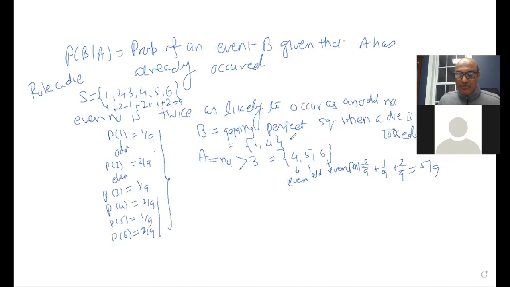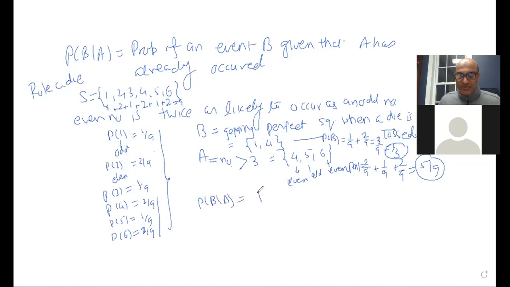So here probability of B is 1, an odd number, so it is 1 by 9, and 4 is an even number, so 2 by 9. That is equal to 3 by 9, so that is equal to 1/3. So probability of B is 1/3, probability of A is 5 over 9. We are looking for the probability of B given A.